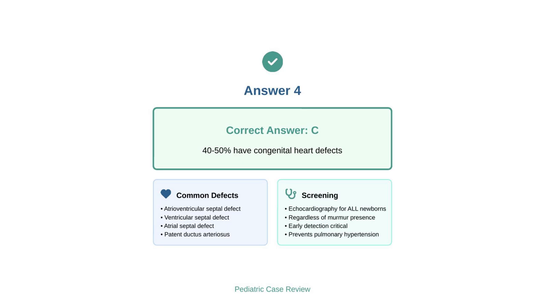Approximately 40 to 50% of individuals with Down syndrome have congenital heart disease, with atrioventricular septal defect being most common, followed by ventricular septal defect. Other cardiac defects include atrial septal defect, patent ductus arteriosus, and tetralogy of Fallot. All newborns with Down syndrome should receive echocardiography screening regardless of examination findings.